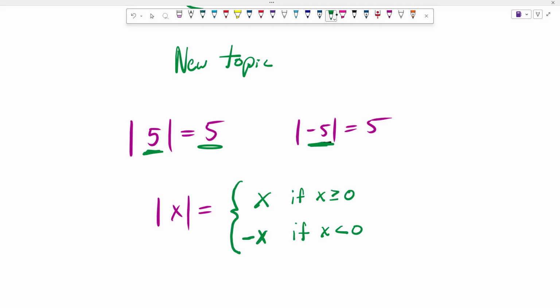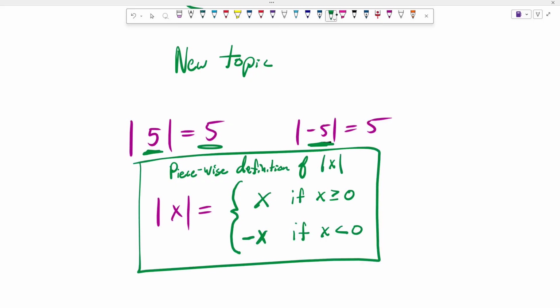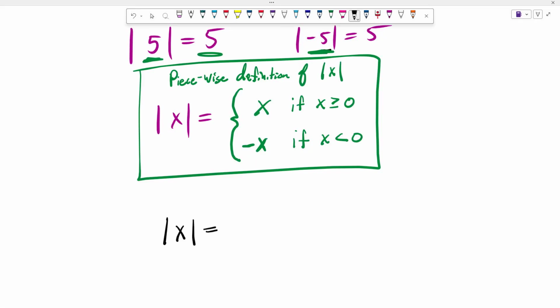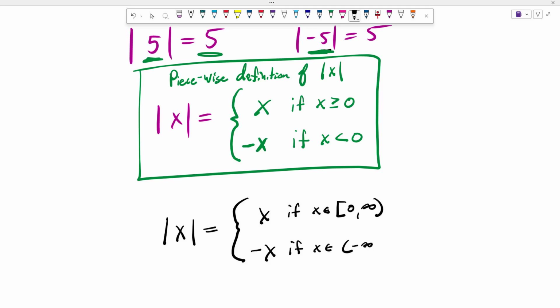This is called the piecewise definition of the absolute value of x. And sometimes we write it like this: it's x if x is contained in 0 to infinity, or it's negative x if x is in the set negative infinity to 0.